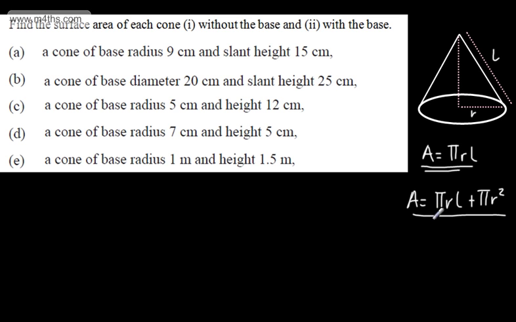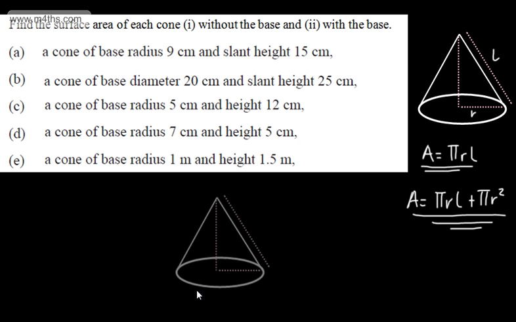So if we go to the fair or the seaside and we get chips in a cone, it wouldn't have a top, but if we put a top on it, we would need to add the area of a circle. Okay, so let's have a go at this now. What we want to do is find the surface area without the base and with the base of some of these. A cone with a base radius of 9 and a slant height of 15.